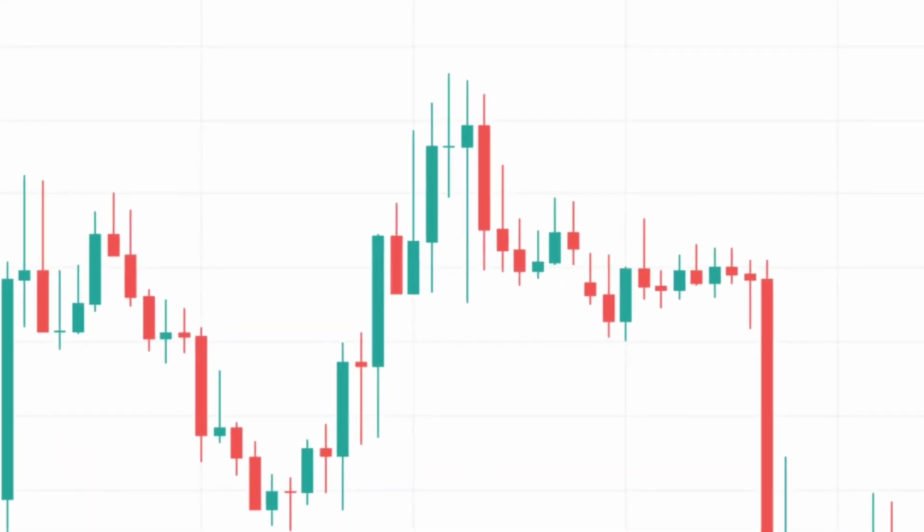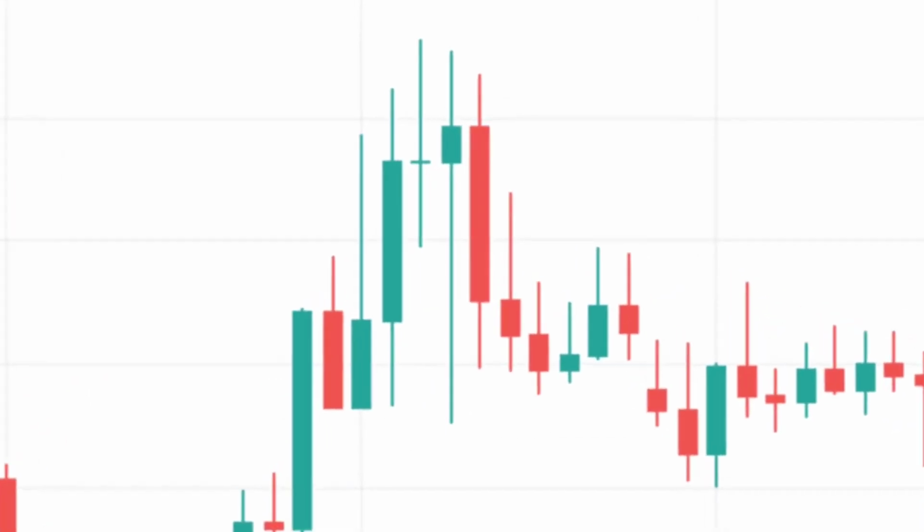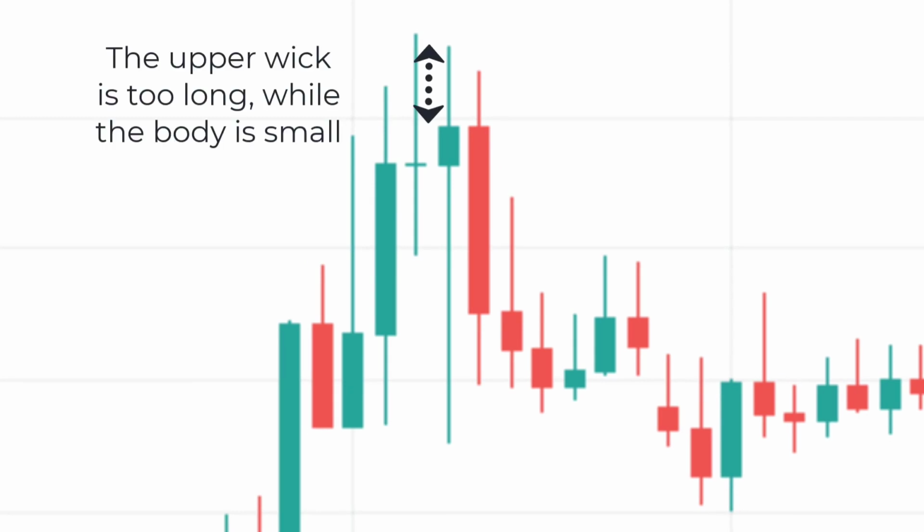Finally, here is the second incorrect example of the hanging man pattern. The candle appeared at the top. A lot of traders might mistake it for a hanging man. However, the length of the upper wick is too long. And for that reason, it does not qualify as a hanging man pattern.